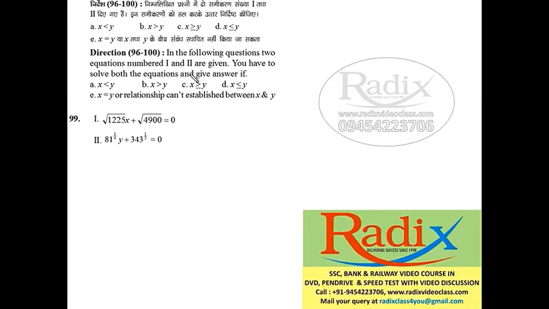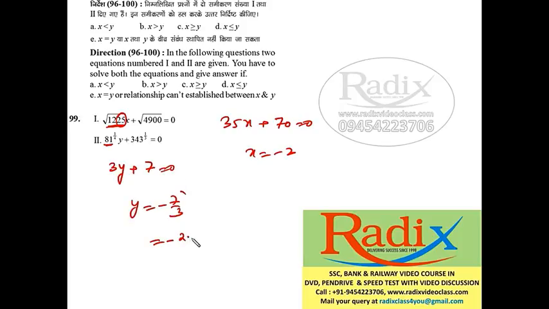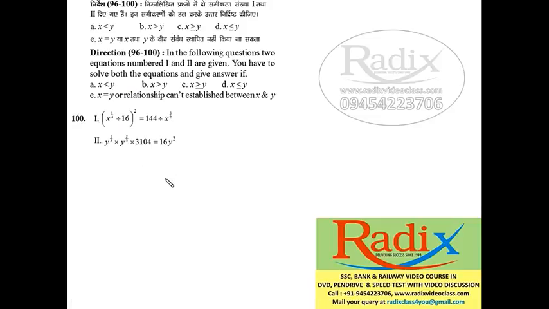Okay, next question. Now 1 2 2 5, look, this 5 will come at the end, here 12 4, this is 35x and 4 9 0 70 is equal to 0, so x would be -2. Now 81 to the power 1/4 would be 3, and this is 7 cube, this 7 is equal to 0, y would be -7/3, so this is -2 point something, so y is less than x, B option.